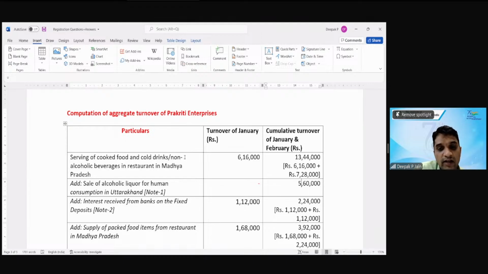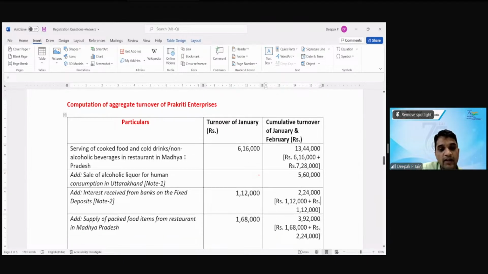Add alcoholic liquor for human consumption because aggregate turnover includes total turnover. So alcoholic liquor for human consumption, January there is no sale, February there is a sale, 5,60,000. We'll add that. Interest received from bank, yes, we will add that also because aggregate turnover includes non-taxable supply and exempt supply. 1,20,000, 1,12,000, both the months together 2,24,000 rupees.